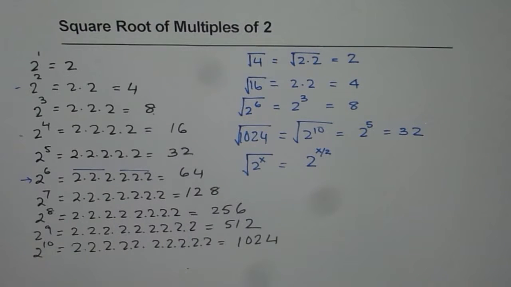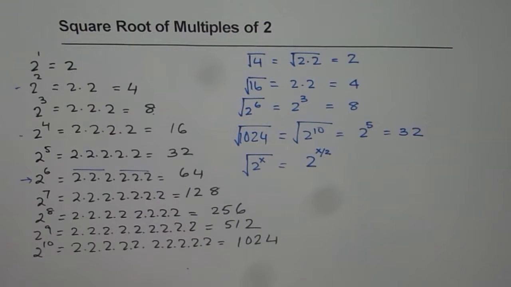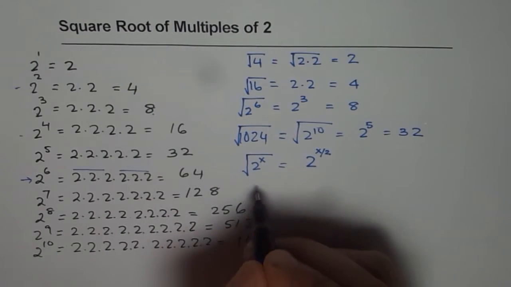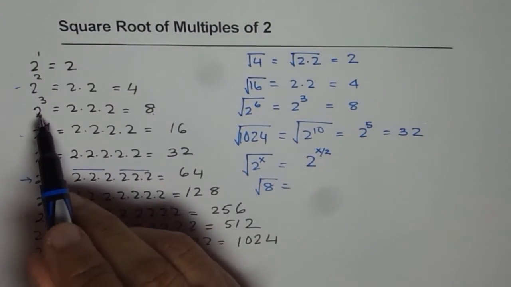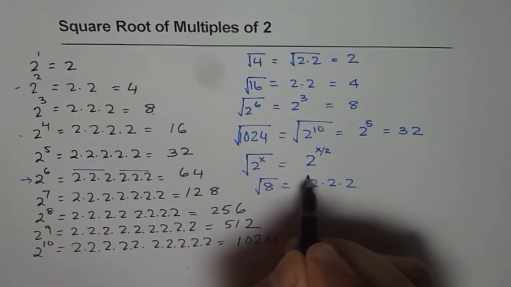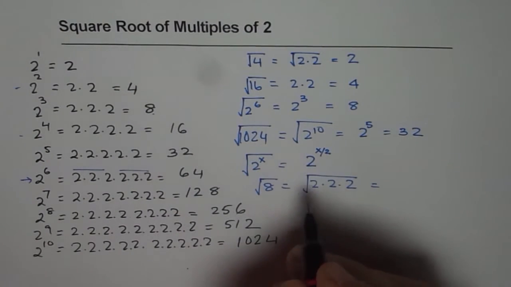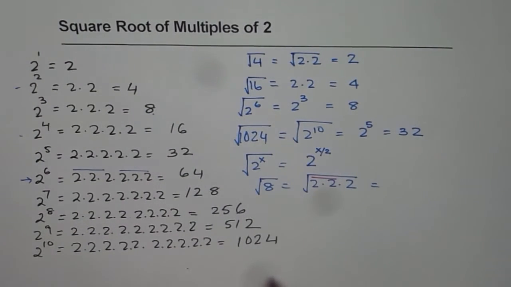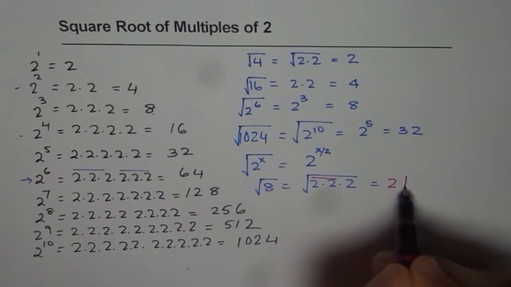Okay. Another thing which you should learn from here is we may not get whole numbers as our answer. For example, what is square root of 8? Now 8 is 2 to the power of 3, right? That is 2 times 2 times 2. Since in square root we have to club them as factors of same number, we have only two 2's. So the answer is 2 square root 2.